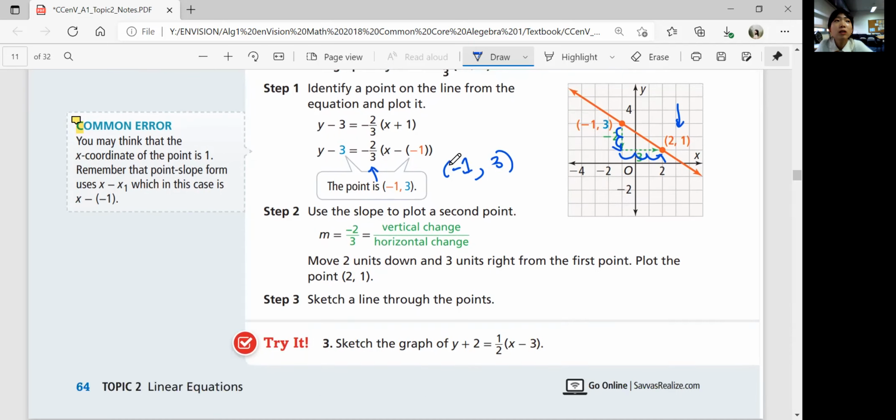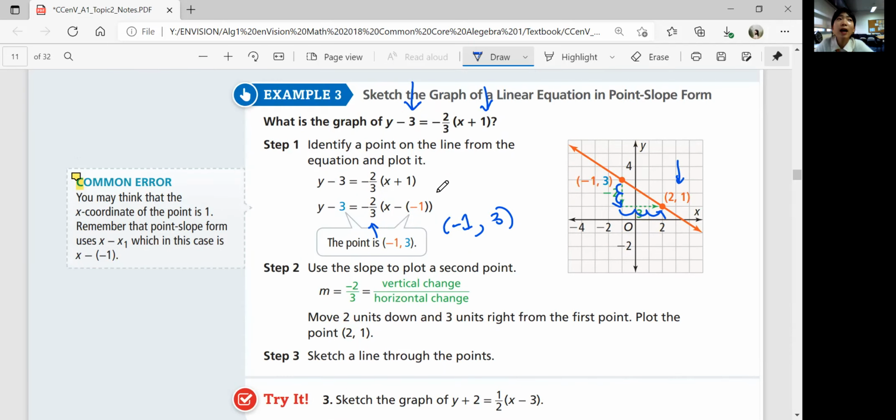All right? So just make sure, because your point slope form is originally y minus y sub 1 equals m times (x minus x sub 1), you get the negative number when it is possible, right? So y minus 3 means you're subtracting the positive number, so your 3 is going to be your y. If you have plus 1, that means you're subtracting negative 1. So you have negative 1, okay?